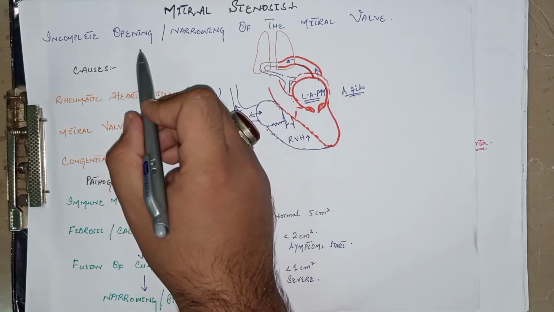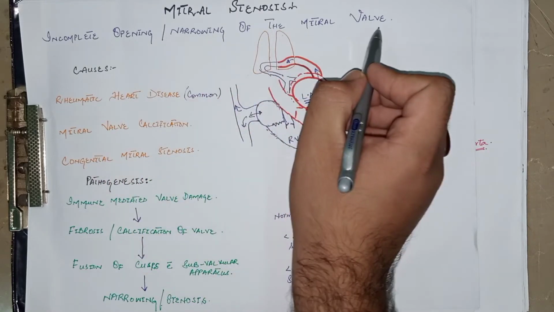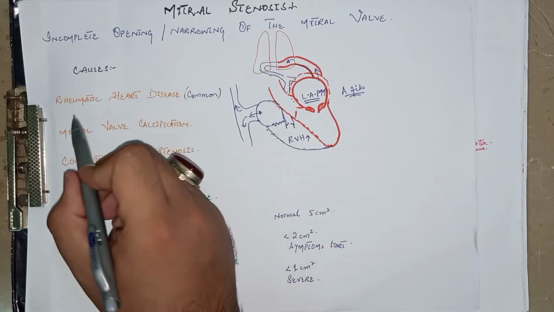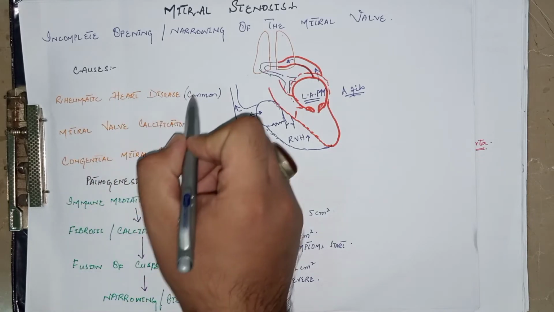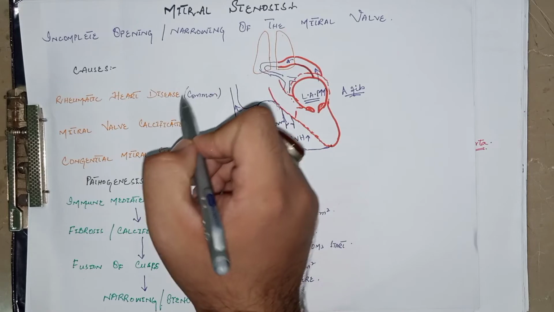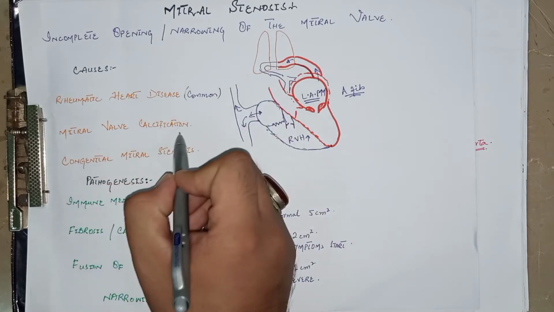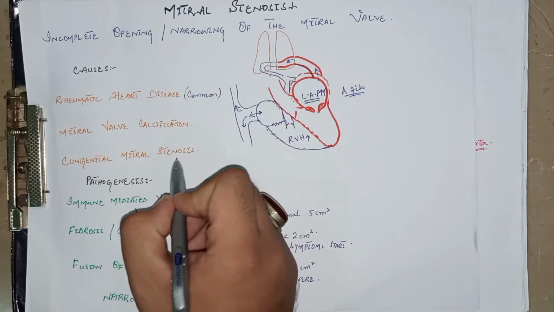In valvular heart disease, today we are going to talk about mitral stenosis. It is incomplete opening or narrowing of the mitral valve. Now come to its causes. Rheumatic heart disease is one of the most common causes of mitral stenosis. The other rare causes involve mitral valve calcification and congenital mitral stenosis.